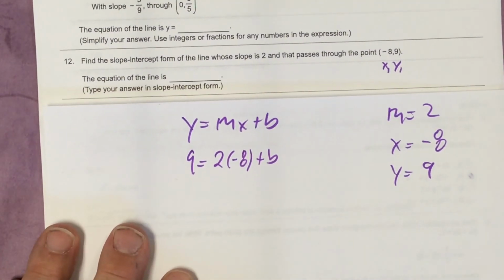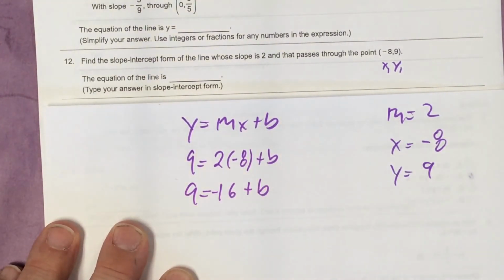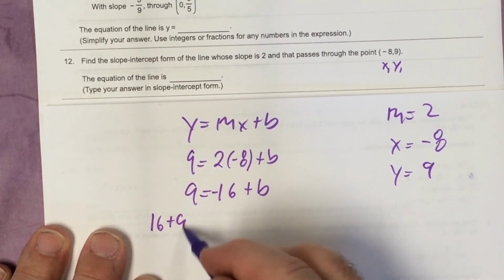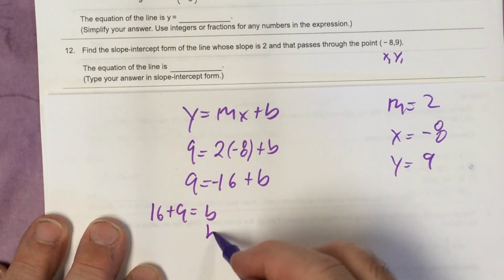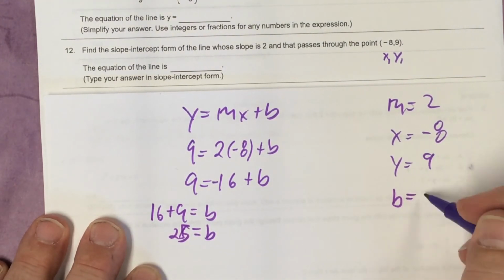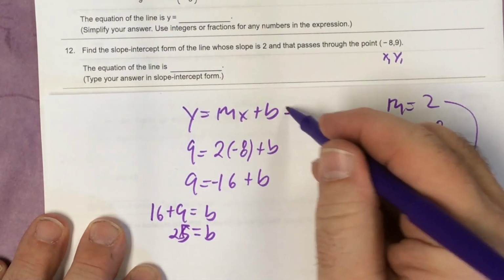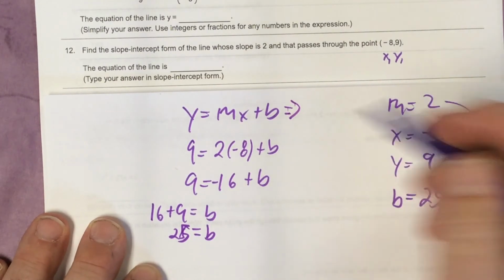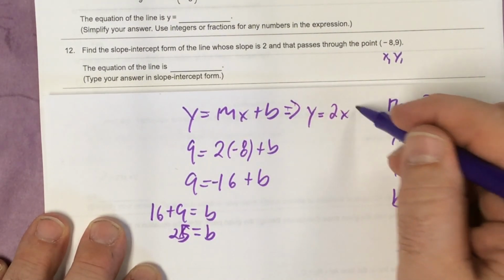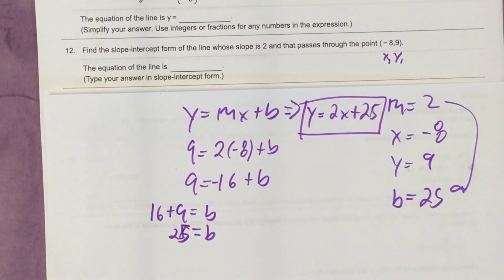We'll move this up just a little bit here. So that'll be 9 is equal to negative 16 plus b. If I move the 16 to the other side, that's going to be 16 plus 9 is equal to b, or b is equal to 25. Well, if I now know the value of b, and I know the value of the slope, I can write this out now with these values in here to get y equals 2x plus 25. And this is the equation of the line in slope-intercept form.